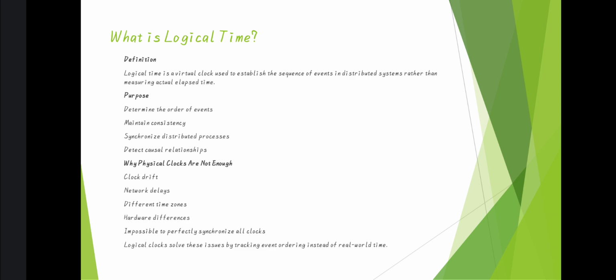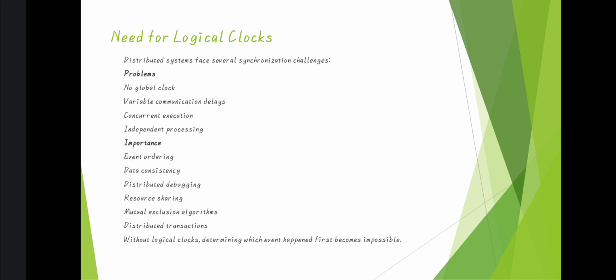Logical time. What is logical time? Logical time is a virtual clock used to establish the sequence of events. Purpose: determine the order of events, maintain consistency, synchronize distributed processes, detect causal relationships. Why are physical clocks not enough? Clock drift, network delays, different time zones, hardware differences, and it is impossible to perfectly synchronize all clocks. Logical clocks solve these issues by tracking event ordering instead of real-world time. These are the logical time.